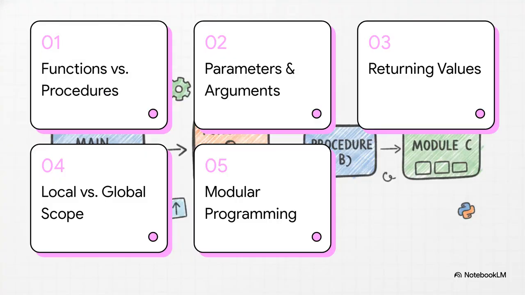So here's our quick roadmap for today. We're going to cover functions versus procedures, parameters and arguments, returning values, local versus global scope, and finally, the power of modular programming. Let's get right to it.